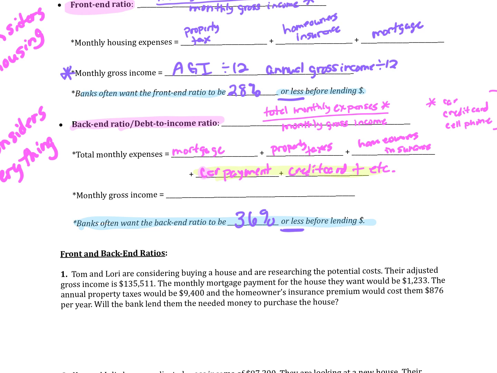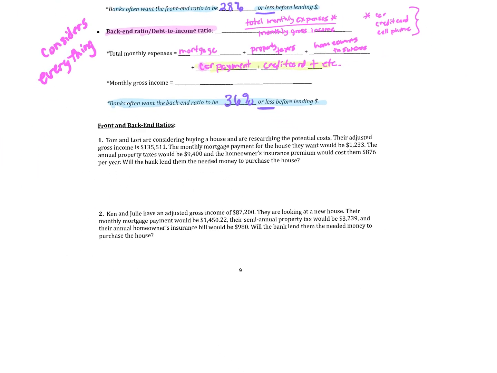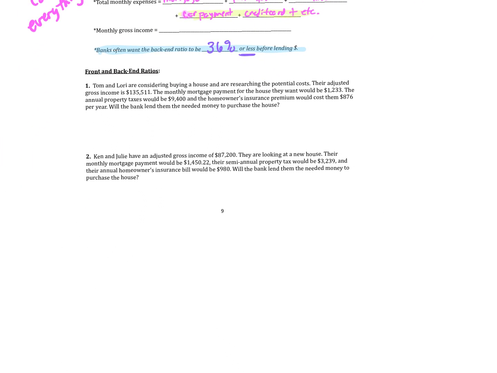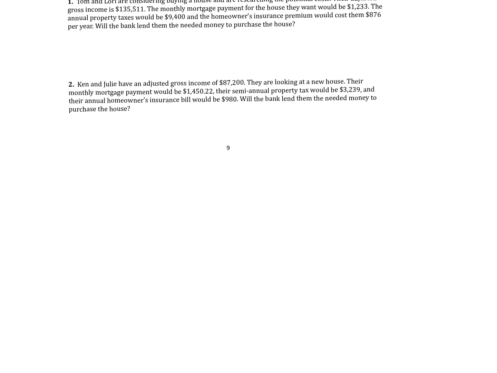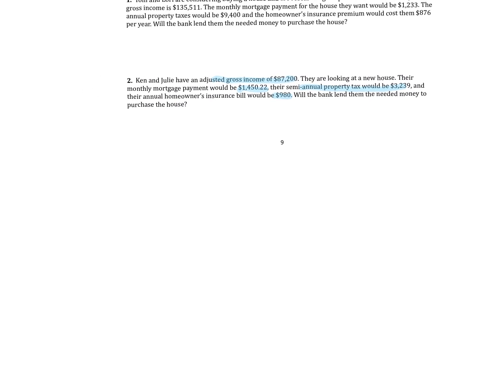We need to do 2 of these real quick. Okay. All right. Ken and Julie have adjusted gross income of this, looking at a new house, monthly mortgage payment, semi-annual property tax, annual homeowner's insurance bill is this. Will the bank lend them the needed money to purchase the house? Okay, the only types of expenses you are given here are home type things, so this means we're doing front end ratio.